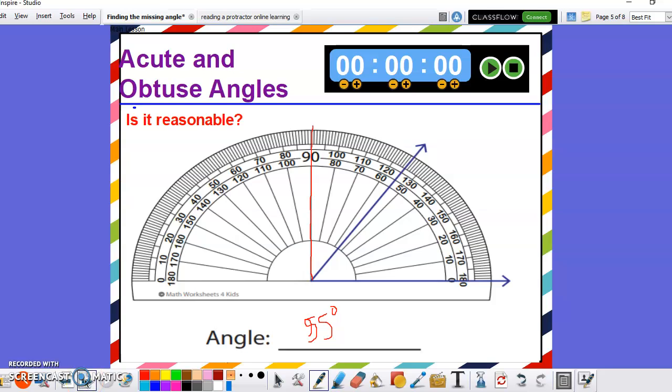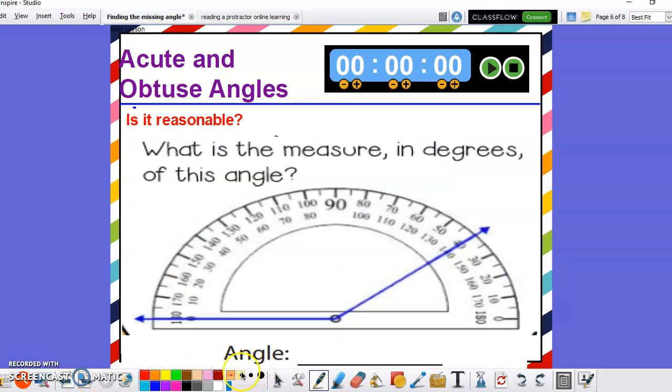Moving on. When I look at this one right here, we're just looking at the way that this angle is laying. I can tell that this angle is obtuse. It's a big angle. It's more than 90 degrees. So when I'm looking at 0 here, well, here's my 0, and I'm coming all the way over here. I'm reading on the bottom number line that this measures 140 degrees.